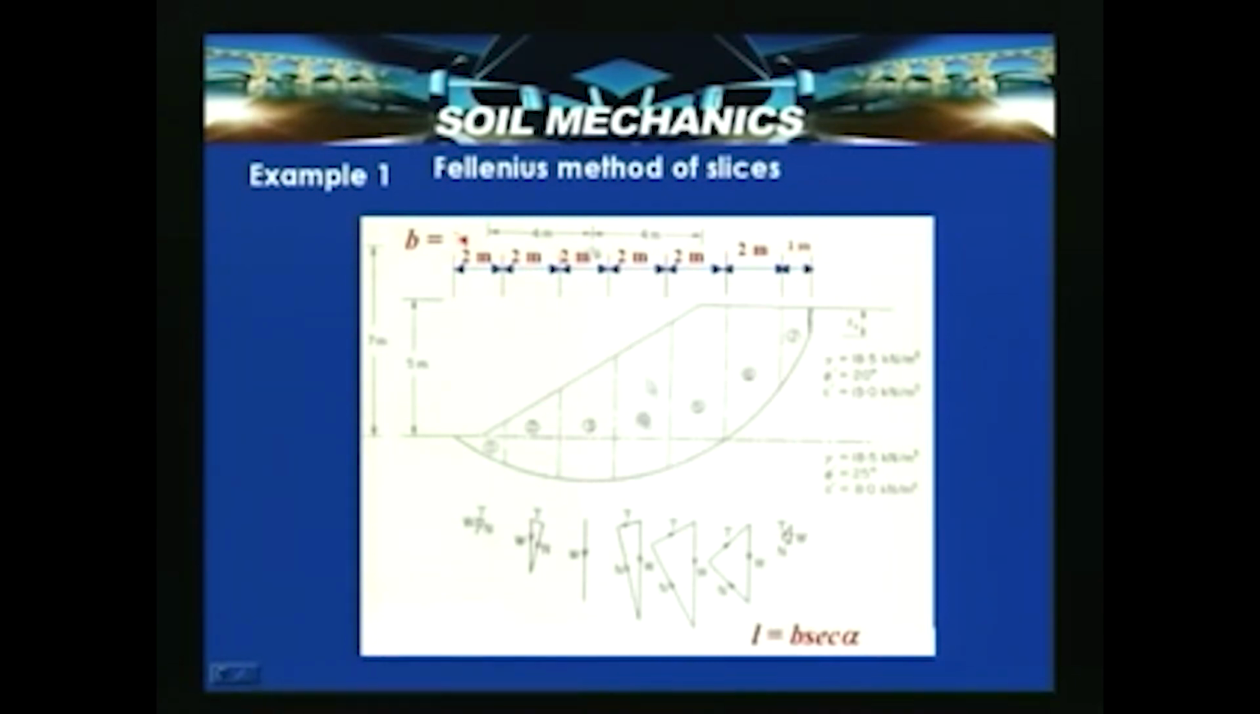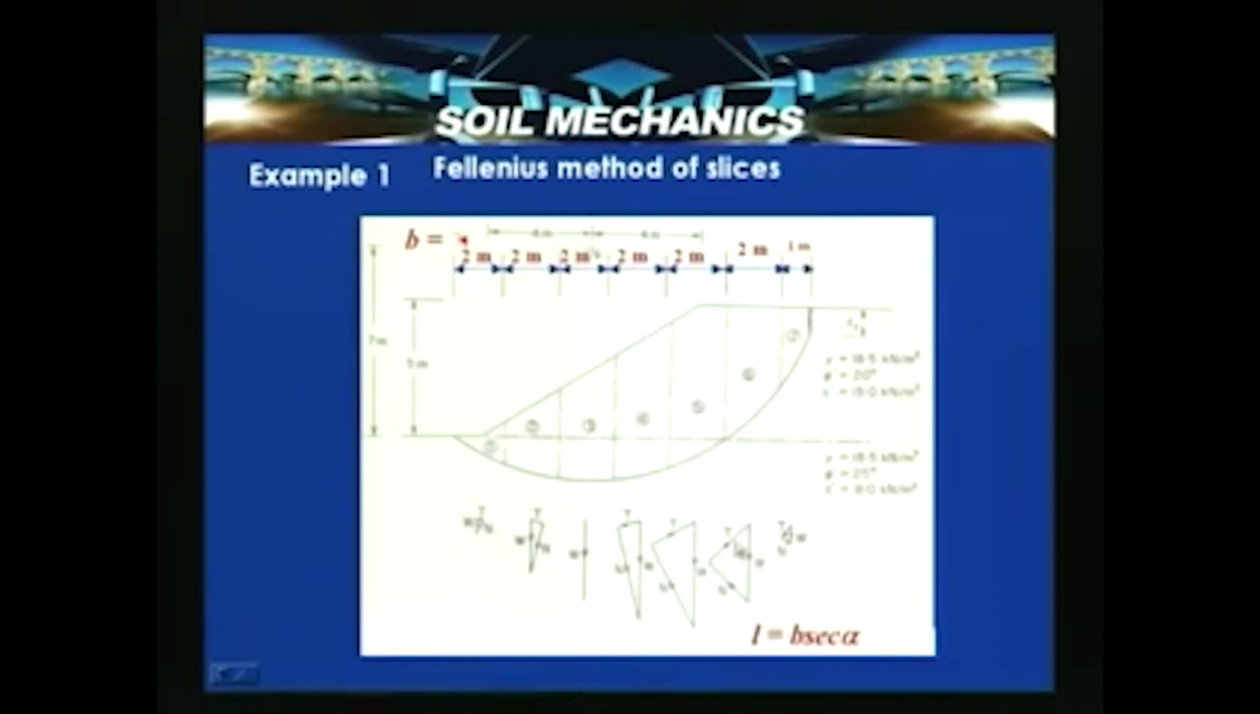Similarly, weight 4 is considered by using this particular procedure. So, here it so happened that gamma is the same for both the soils, which is given here. This vertical distance is 7 meters for the center of rotation and 5 meters is the height of slope. So, when we plot this T and W, W is the weight of the slice.